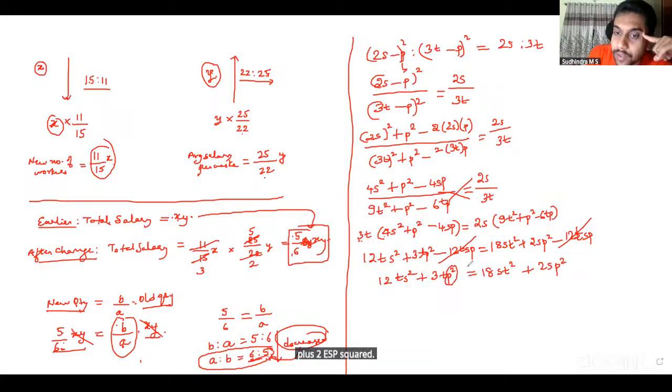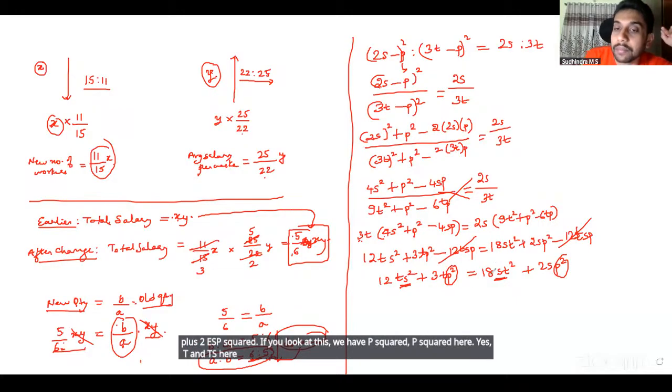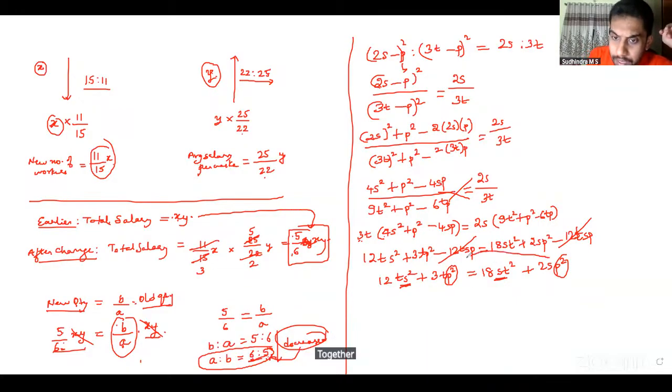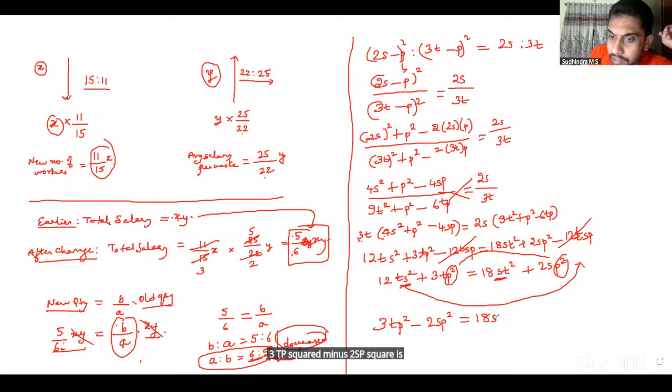If you look at this, we have p square here, and st and ts here. So we'll bring them together. I'll bring this here and 12ts square the other side. 3tp square minus 2sp square is equal to 18st square minus 12ts square. Here, what is common?